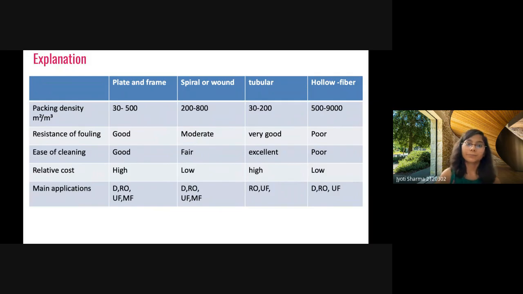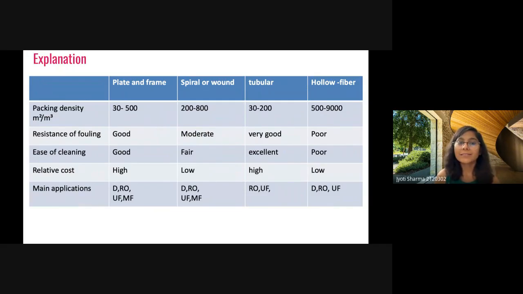So, we have different types of membrane module, and along with that, this table is giving you the packing density, resistance of fouling, ease of cleaning, relative cost, and main applications. If you see the hollow fiber, it gives poor resistance of fouling, poor ease of cleaning, and low relative cost.